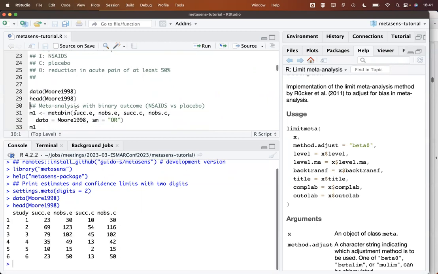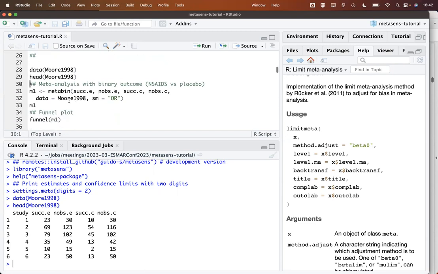This is the Moore 1998 data set. If we look here at it, we see we have the study IDs and the number of successes, so reduction in pain of at least 50%. Dot E means this is the experimental group, so the NSAIDs group, and dot C is the comparator, and the comparator here was placebo. And then with metabin, we can conduct a meta-analysis with binary outcomes, and we use here the odds ratio as the summary measure.